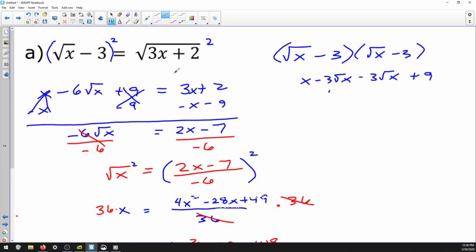If I go up to my original problem, and I'm going to get rid of the squared stuff so we can just look at it, here's what I have to check.